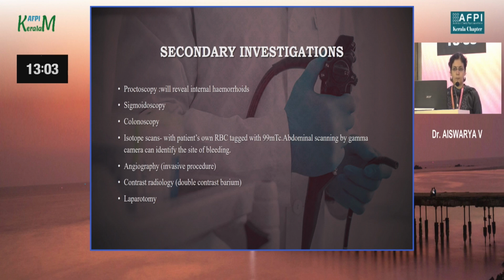Now coming to secondary investigations, which are usually done on referral, that include, along with proctoscopy, sigmoidoscopy, and colonoscopy is very important. Then isotope scans may be done with the patient's own RBC tagged with 99m technetium. Abdominal scanning by gamma camera can identify the site of bleeding. Angiography is another invasive procedure that is done as secondary investigation. And also contrast radiography like double contrast barium. And lastly, laparotomy.